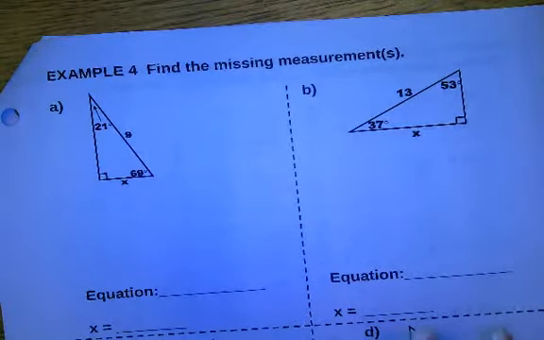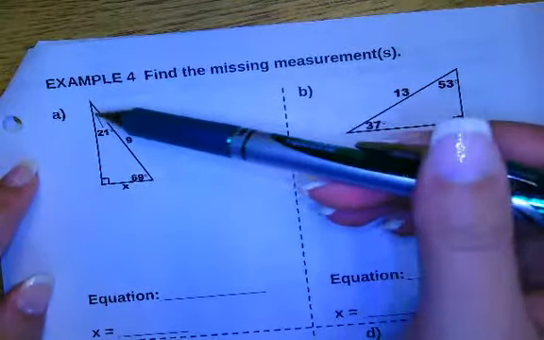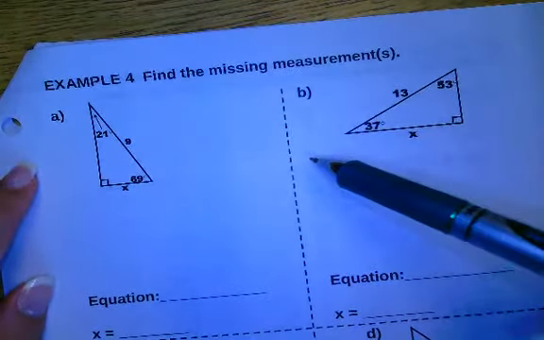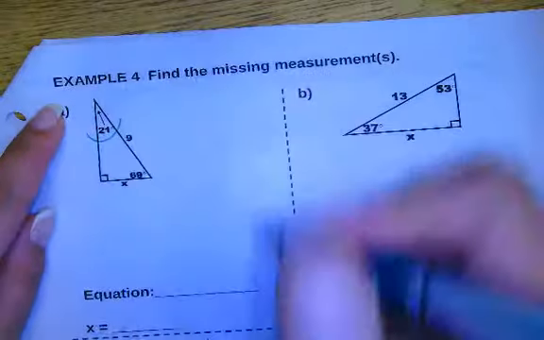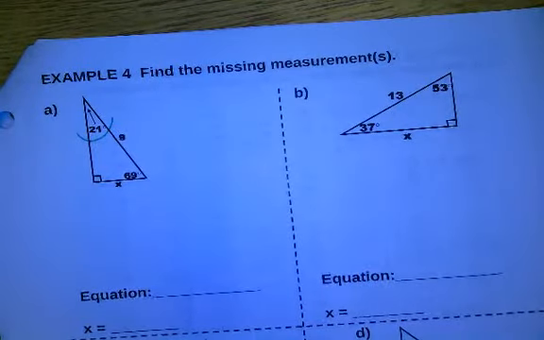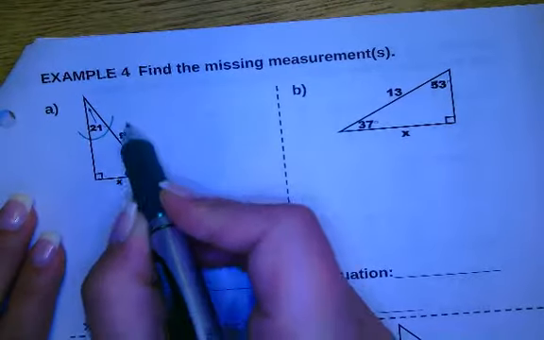Okay, so using our reference angles, do you want to use 21 or 69? 21? Okay. So looking at reference angle 21, that's the angle we have. What two sides do we have in reference to angle 21? We have the opposite and the hypotenuse.